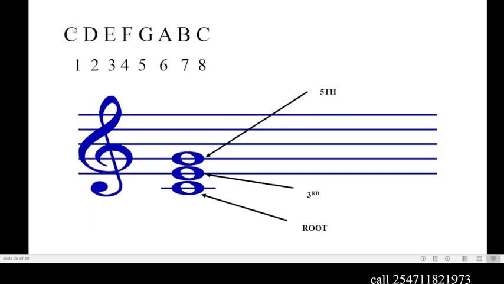Now, for example, in the key of C major, C will be the tonic, D will be the supertonic, E will be the mediant, F will be the subdominant, G will be the dominant, A will be the submediant, then B will be the leading note, then C you can say the tonic or the upper tonic. So if I'm creating a triad from E, that will be the mediant triad. The mediant triad will have E as the root, G as the third, and then B as the fifth.